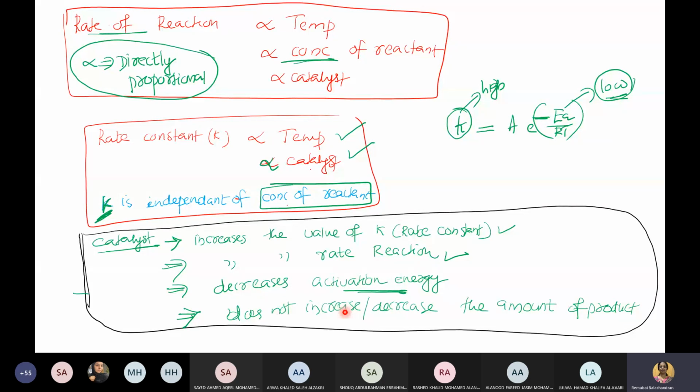But if you use a car, what's the advantage? We will get there earlier. Time is less. You will go fast. You can reach fast. But the distance is the same, right? Yes. Right. This is what a catalyst is doing. A catalyst will not do anything with the product. You won't get more or you won't get less, but it will make it fast. Is it okay?